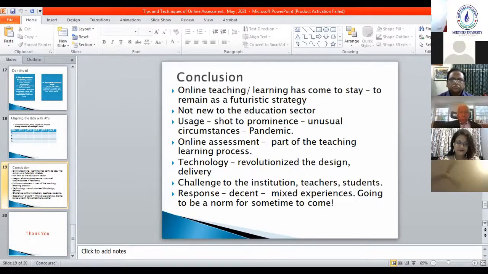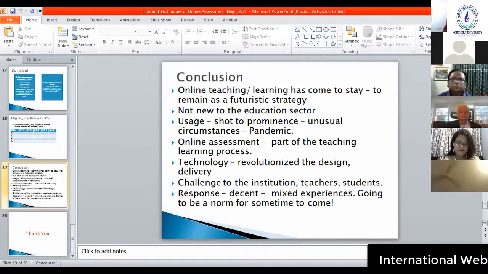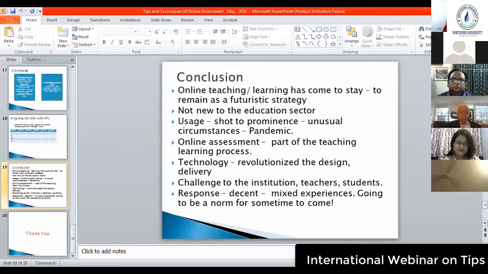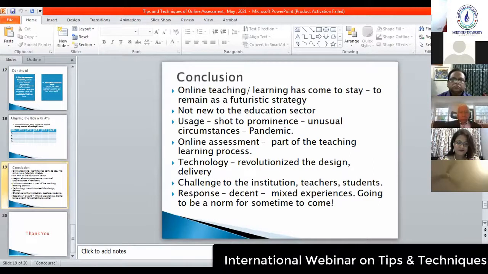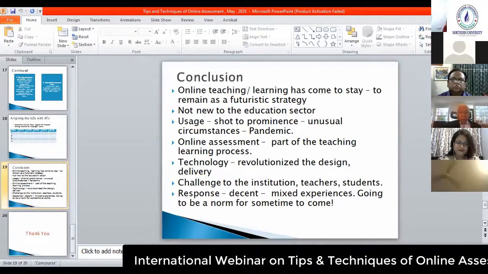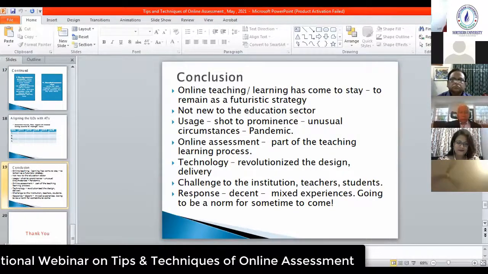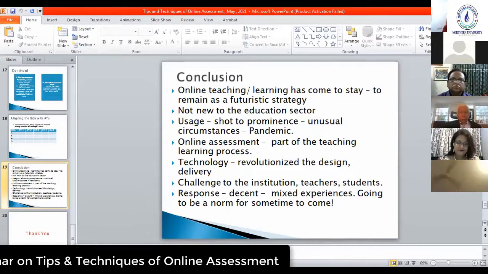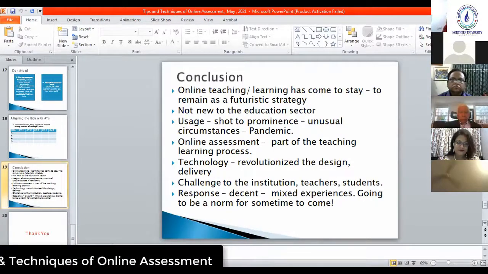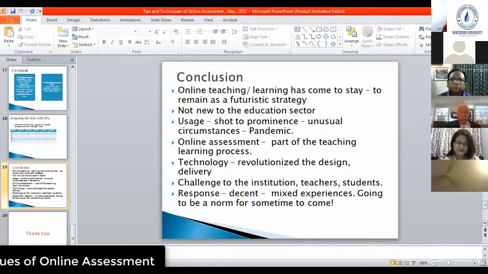Well, technology has helped us a lot. It revolutionized the design and delivery to such an extent that I think the LMS really comes to our rescue most of the time. Well, it's a challenge, no doubt, to the institution, to the teachers, to the students. The response, at least in India, has been quite decent, although we hear mixed experiences depending upon the resources that are there in the institutions.